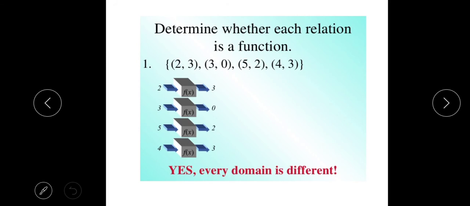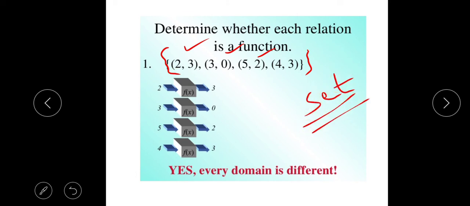Now look at one example. Determine whether each relation is a function. You are given some elements. These are called elements, inside a curly bracket. This curly bracket means it is a set. This collection is called a set. And the elements are (2, 3), the first element, (3, 0), the second element, (5, 2), the third element, (4, 3), the fourth element.